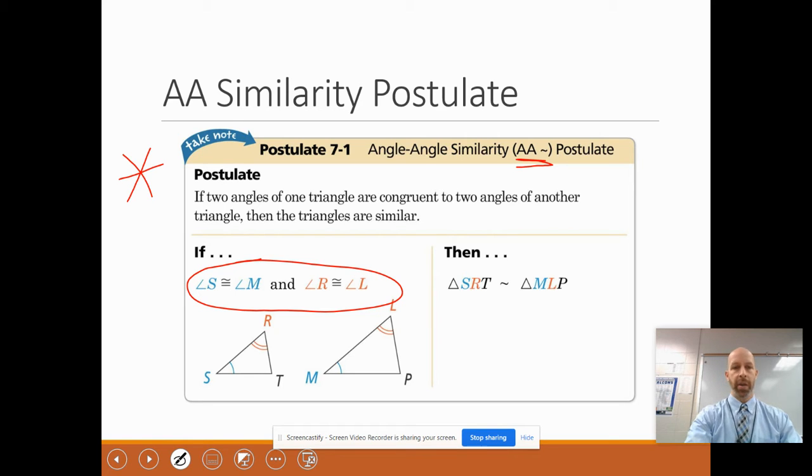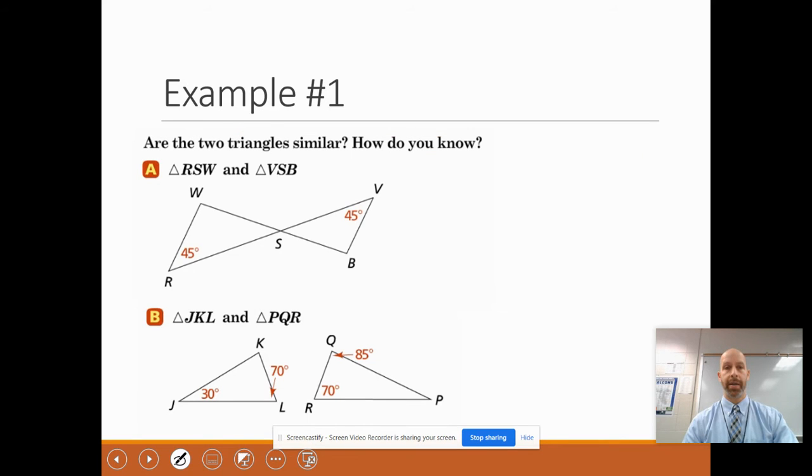If two angles of one triangle are congruent to two angles of another triangle, then those triangles have to be similar. So in this triangle on the left, if angle S is congruent to angle M on the triangle on the right, and if angle R is congruent to angle L in the second triangle, then those two triangles are what we call similar. As we can see, they are not congruent in this case, but they are indeed similar. So that means they have the same shape, but not necessarily the same size.